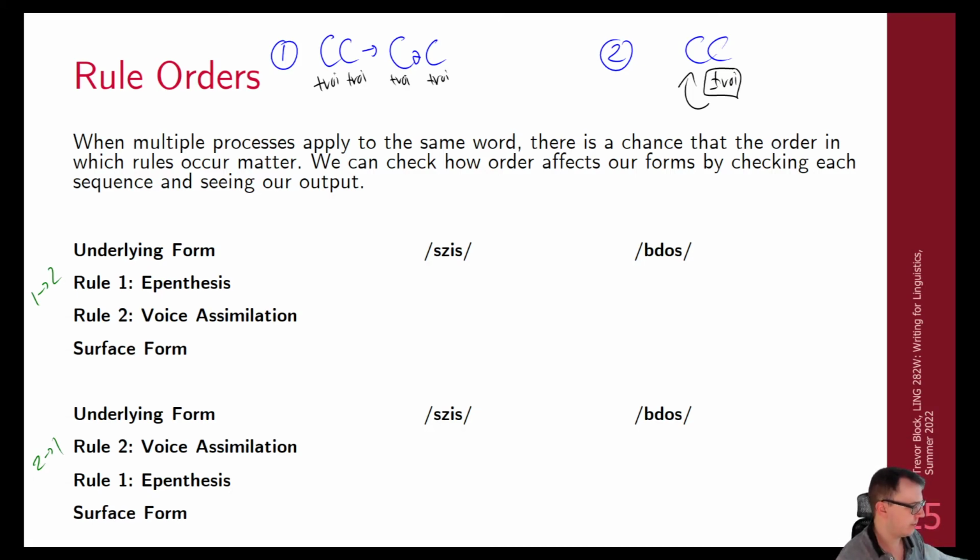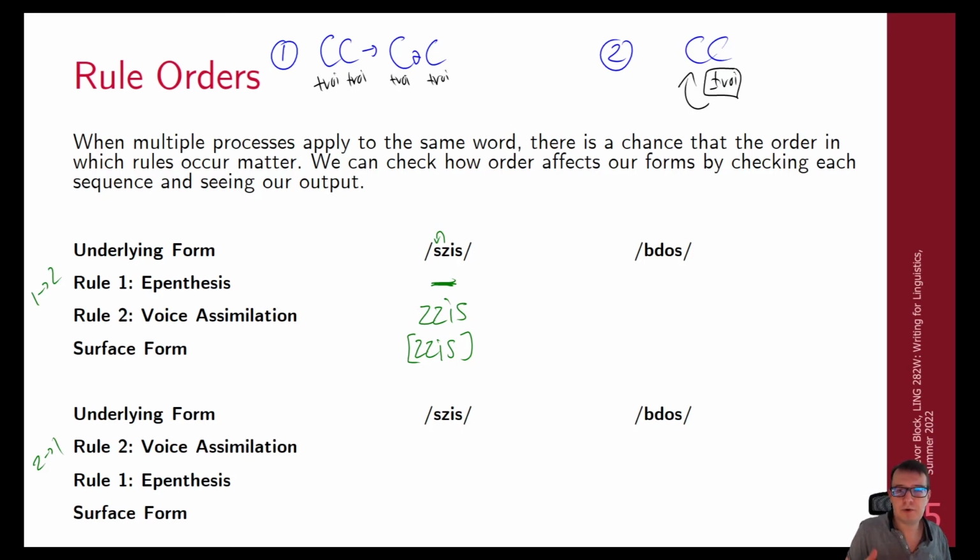So the first one, zzz. First we do epenthesis. And we don't have any voiced consonants back to back, so we don't apply epenthesis, nothing changes. But then we have voice assimilation. So Z is voiced, S is voiceless, so this is going to become Zis. So we change that S to be voiced, just like the following consonant, so we end up with Zis.